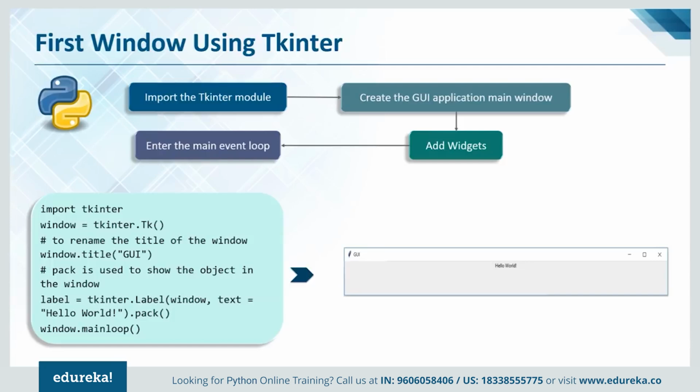And lastly, we have a label, guys. A label is nothing but what output needs to be shown on the window. So in this case, as you can already see, it is actually hello world. Well, check out the output on the right side.